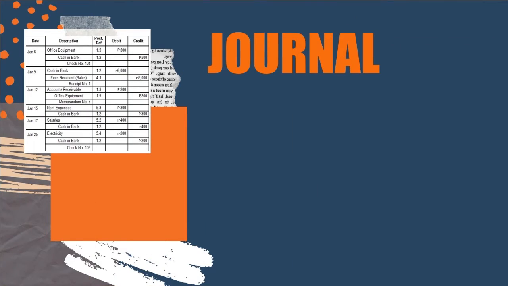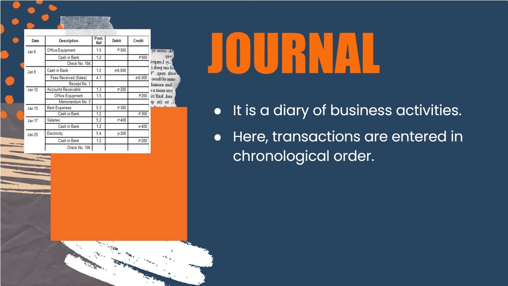So what is a journal? It is a diary of business activities. Transactions are recorded in the journal. It aims to record the economic impact of transactions on the firm in a form that facilitates transfer to accounts. The journal is a chronological record of the entity's transactions. A journal entry shows all the effects of a business transaction in terms of debits and credits. This process of recording transactions is what we call journalizing.